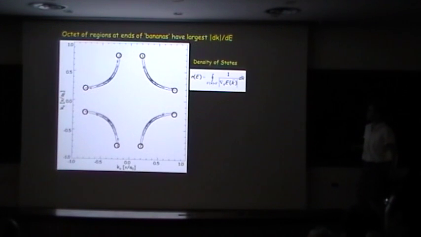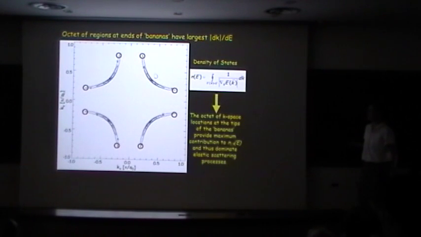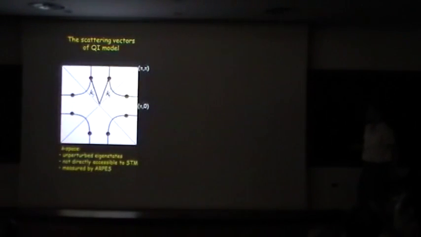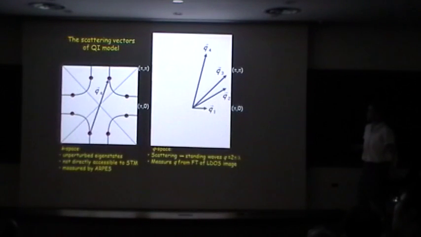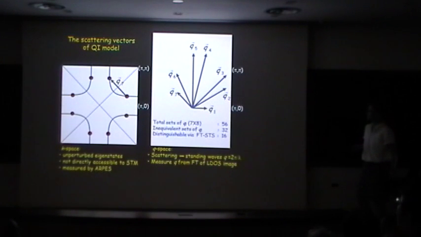So the density of states is proportional to 1 over the gradient of the band structure, meaning that these flat spots give you a large density of states. And in particular, scattering between any of these is going to give you a large QPI pattern. So your QPI pattern is going to be dominated by the Q vectors scattering between these hotspots, and Q vectors in the map of the density of states.